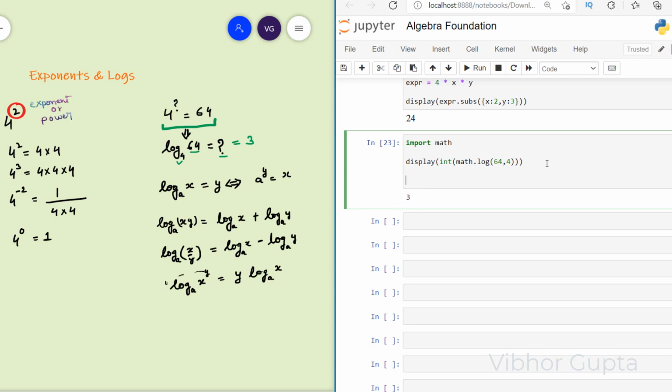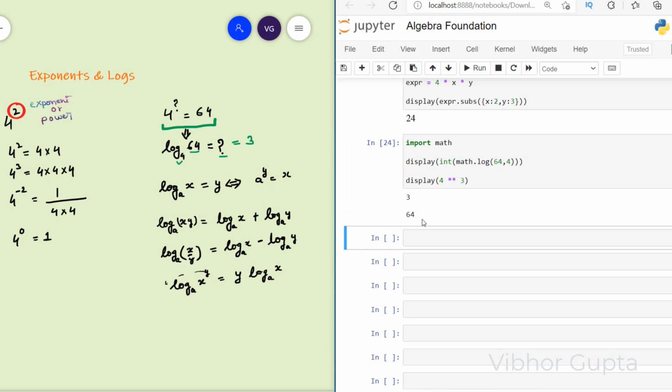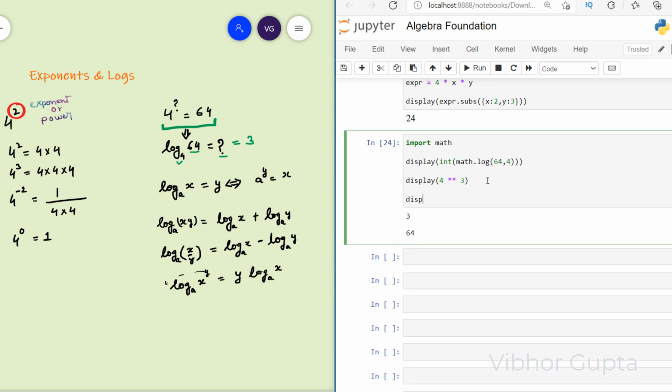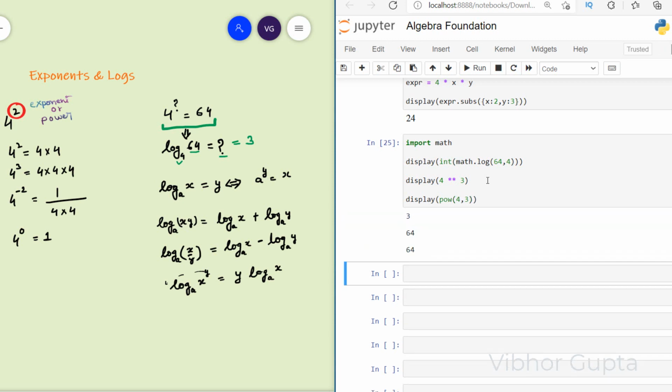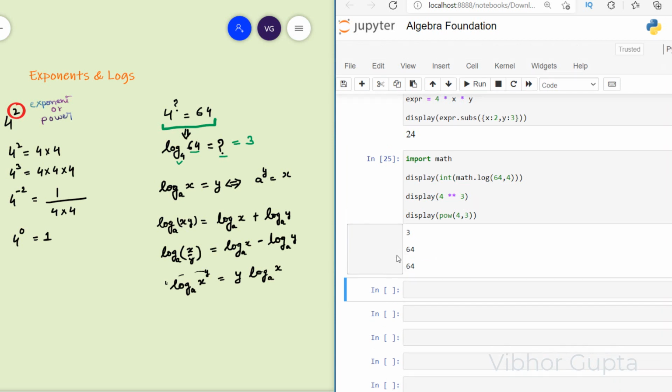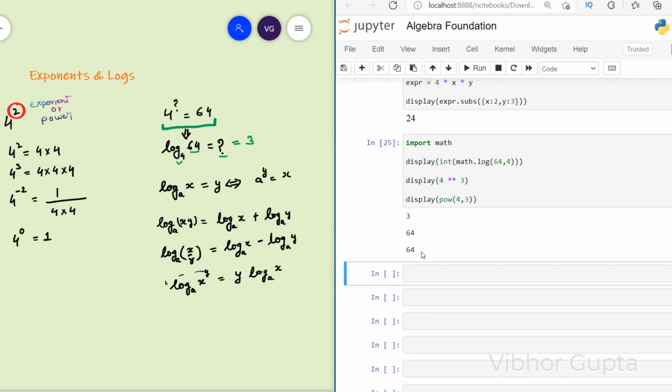And to calculate the power or exponent, you already know that we can use this operator. So let's say the power is 3, so I'll say 4 into into 3, and it will give me the expected output as 64. Now you can use another function to calculate the power. You can say display, so there is one power function, pow, and then you can pass the parameters, 4 and 3. If you run it, you'll get the same output. This is simple, right? Okay.